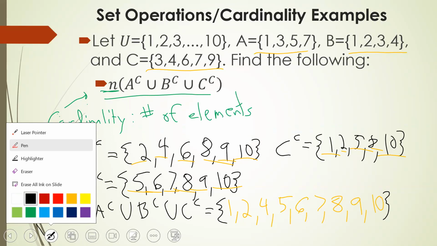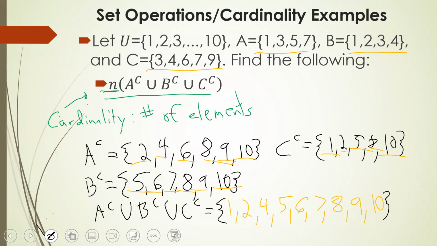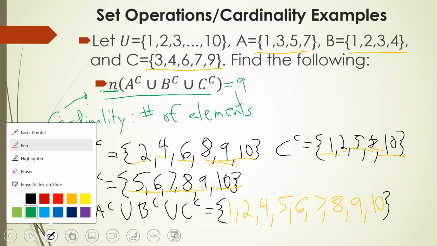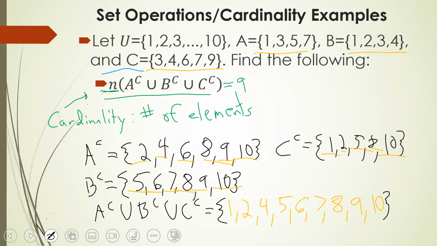And if we count them up there, I do believe that we would end up with 9 numbers. So the answer up here is 9. So the number of things, or the cardinality of the set A complement union B complement union C complement, is 9, since it contains 9 elements.